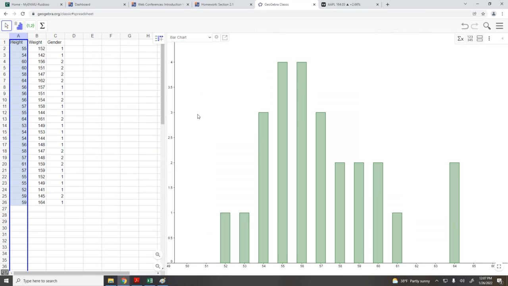Now, basically, what we are doing over here is, if you look at the data that we collected, the 25 people, their height and weight and gender, then this is the way the bar graph would look like. But you need to realize that there is one person whose height is 52 inch. There is one person whose height is 53 inch, and so on. There are 3 people whose height is 54 inch. There are 4 people whose height is 55 inch, and so on.